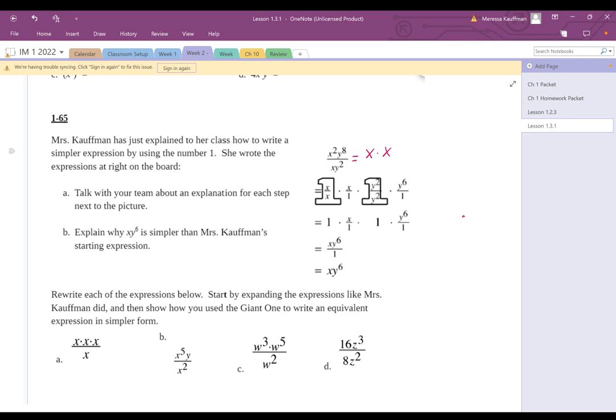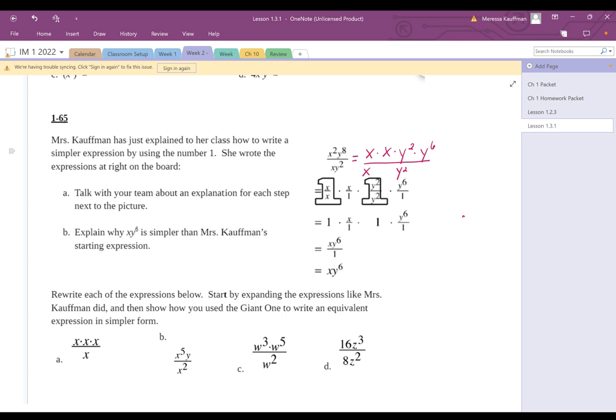Now, I'm going to expand my y a different way. Instead of writing it y times y times y, 8 times, I'm going to do y squared times y to the 6th. That will be 6 plus 2 is 8. So that'll give me 8 y's. And then I'm going to write x, which there's only one x at the bottom, and I'm going to put y squared over the y squared.